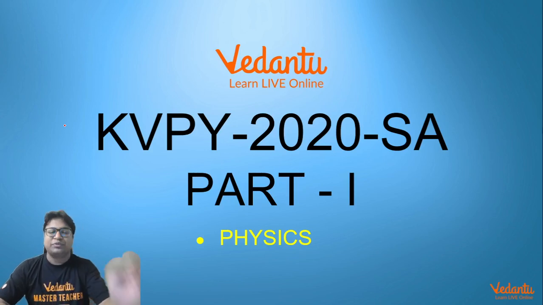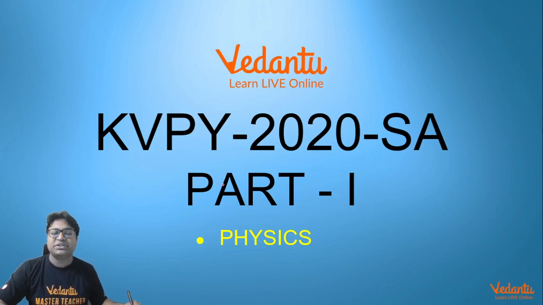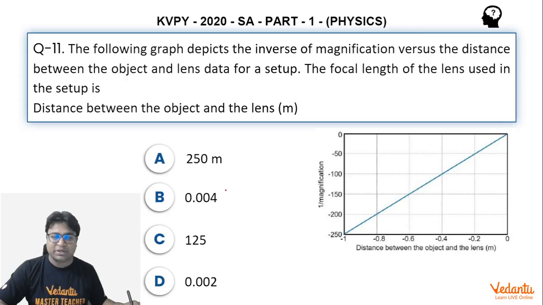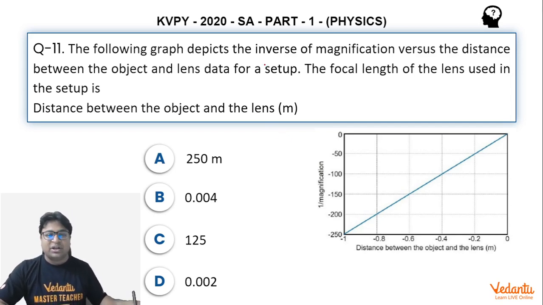Hello students, so we are discussing KVPY 2020 essay paper physics section. We are now looking at question number 26, which is the 11th question of physics part 1. This question is a straightforward question, yet many of the students got confused in this question, and it wasn't their fault. Actually, there is something which is tricky in this question. Let's try to understand what that is.